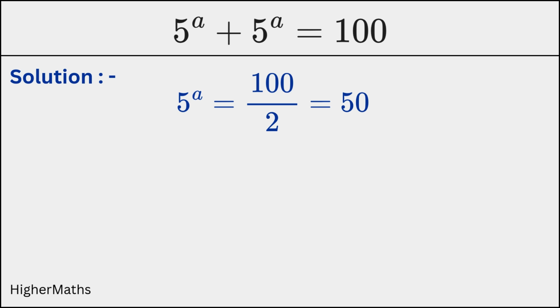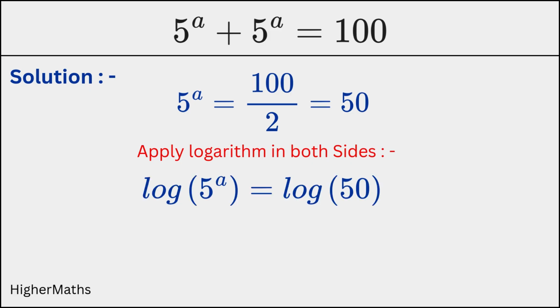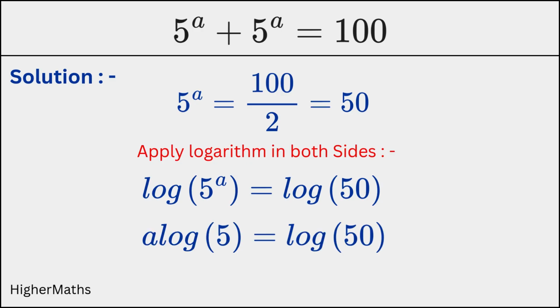Then in the next step, we will apply logarithm on both sides, so it will be log of 5 raised to the power a is equal to log of 50. Here, this power a will move to the front, so it will be a multiplied by log of 5 is equal to log of 50.